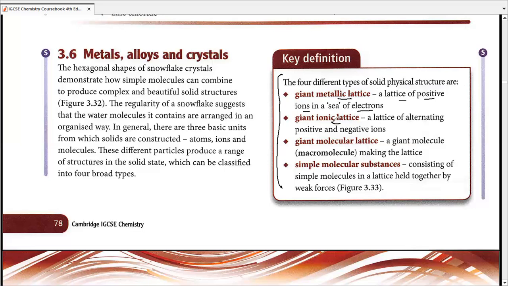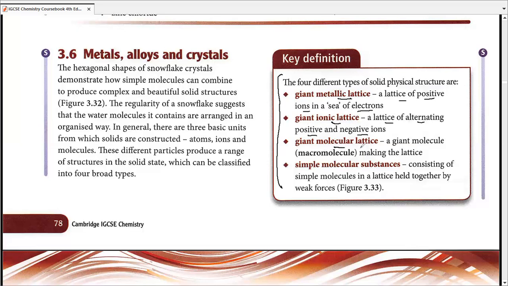The next one is giant ionic lattice. As the name suggests, it comes out as a product of ionic bonding. It's a lattice of alternating positive and negative ions. And actually, this is a combination of a metal and a non-metal both.